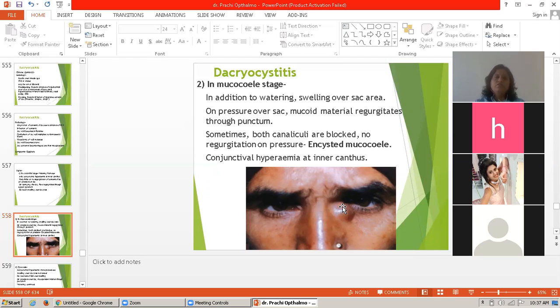So, in the mucocele stage, in addition to the watering and swelling over the sac area, on pressure over the sac, mucoid material is regurgitated through the punctum, and sometimes both the canaliculi are blocked. There is no regurgitation on pressure with the encysted mucocele. So, it forms an encysted mucocele with conjunctival hyperemia at the inner canthus.